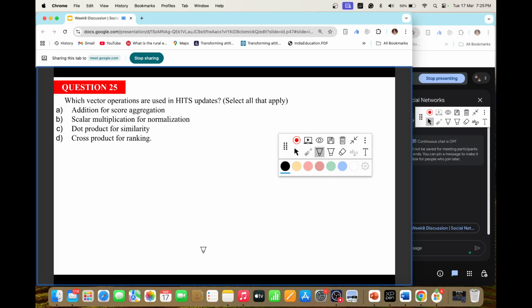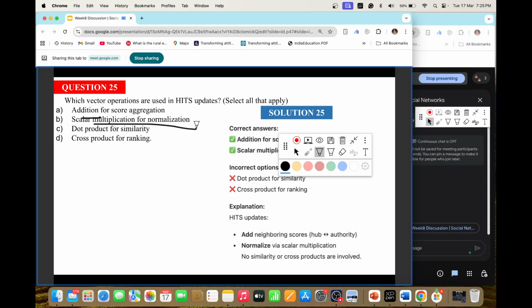Question number 25, which vector operations are used in HITS update? Addition for score aggregation, scalar multiplication for normalization, dot product for similarity, cross product for ranking. So here it is option A as well as option B, that is addition for score aggregation and scalar multiplication for normalization. HITS update adds neighbor scores, hub and authority, and normalizes via scalar multiplication. No similarity or cross products are involved. So option A as well as option B is the correct answer.